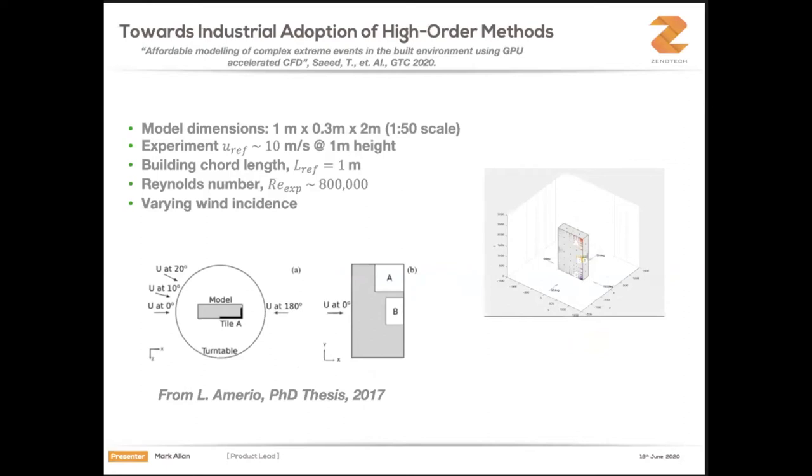This test case was tested in the Polytechnic of Milan wind tunnel in Italy. So the test case was a simple rectangular building geometry of 1 meter chord, 2 meters height and 0.3 meters depth. The inlet flow velocity at 1 meter was 10 meters per second, and the Reynolds number was around 800,000. And in the experiment, they varied the wind angle.